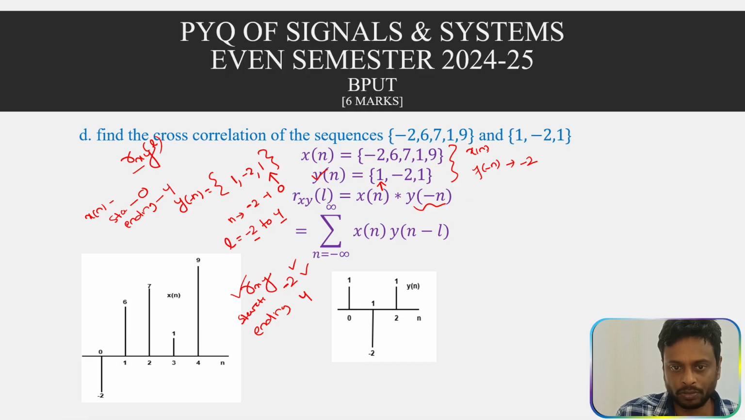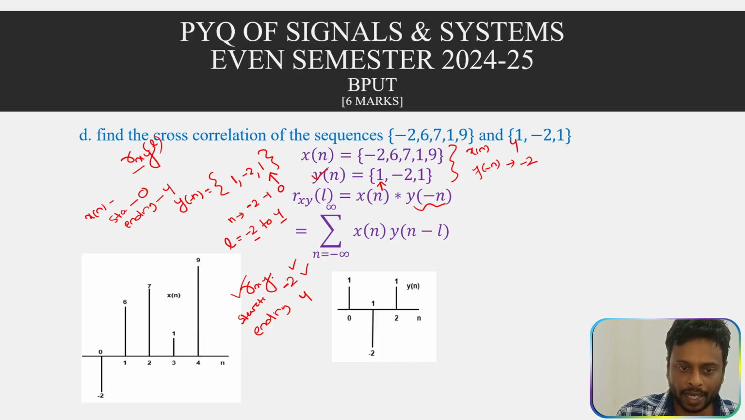Lowest point is 0. That is why you can take the lowest between x of n and y of minus n. That is the minus 2. Similarly, you can take the highest point of x of n and y of minus n. Here the highest point is 0 in case of y of minus 1, and for x of n the highest point is 4. So that is why you can take the highest between these two. That is why it is 4.